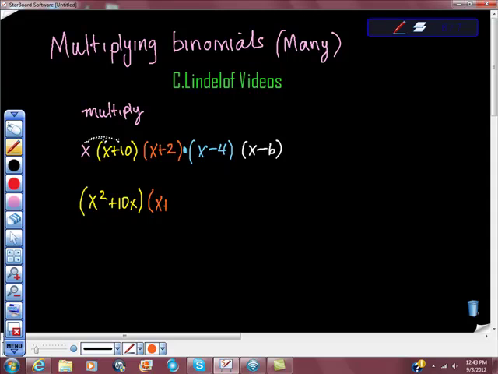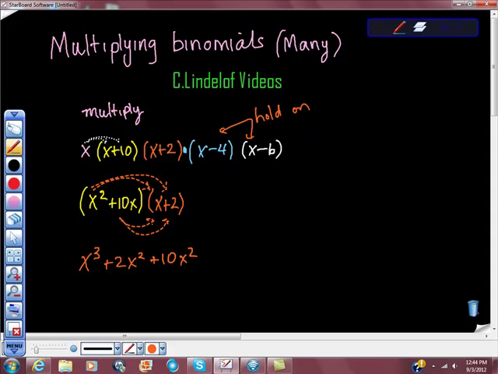So x plus 2. I'm holding on to this. So I'm going to hold on to that. Right now I'm going to do this. I'm going to use FOIL here. First, outer, inner, last is what that's going to look like. So we have x squared times x is x cubed. x squared times 2 is 2x squared. 10x times x is 10x squared. And 10x times 2 is 20x. From here, I'm just going to clean this up. Combine like terms.